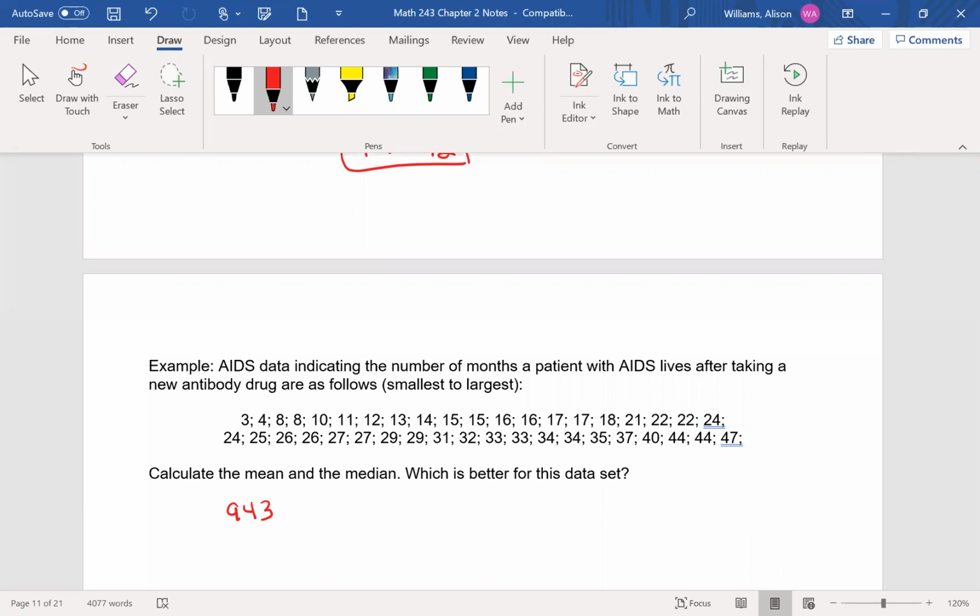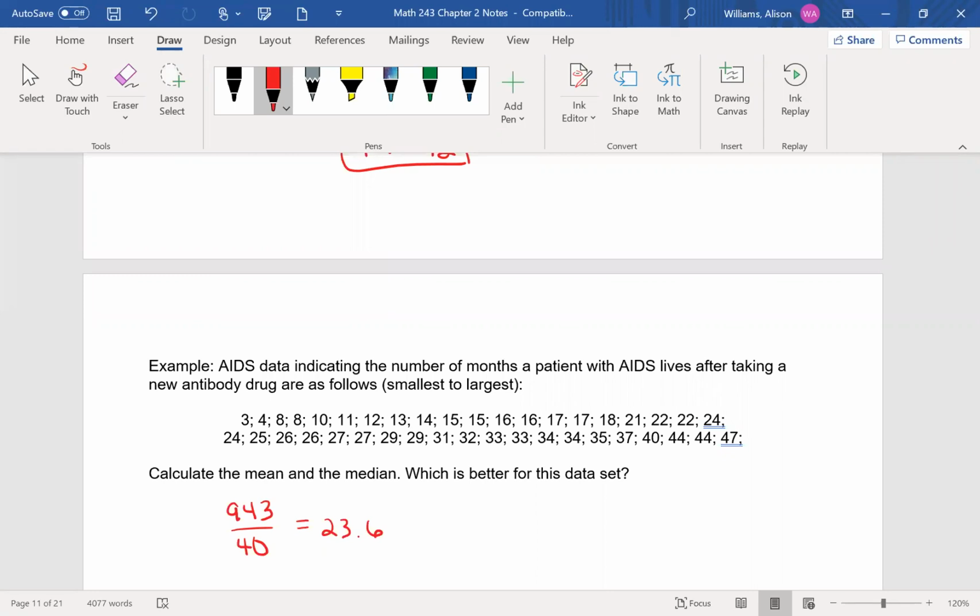There's 40 pieces of data here. Okay. So 943 divided by 40 comes out to 23.6. And that would be the mean.